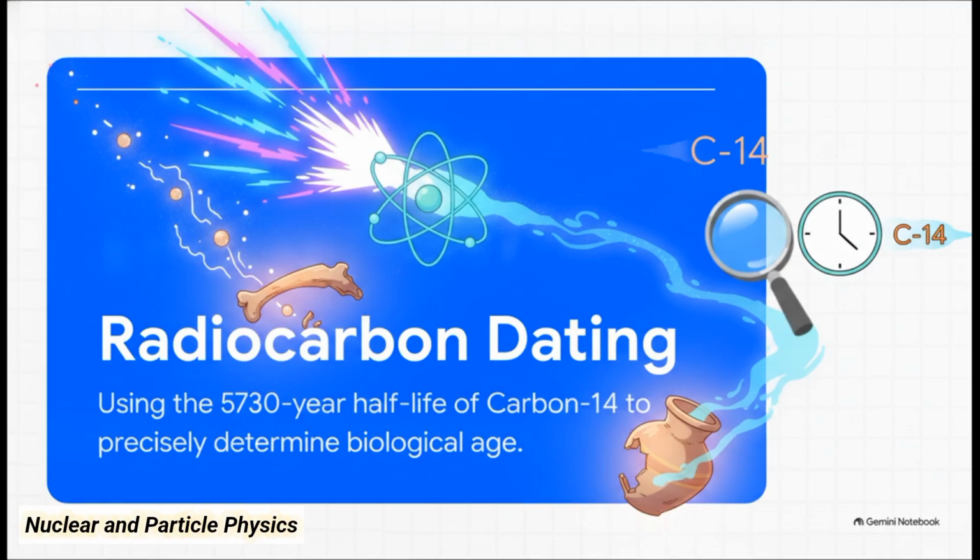Well, think about radiocarbon dating. Cosmic rays are constantly producing carbon-14 in our atmosphere, which living things breathe in and eat. But when an organism dies, it stops taking in carbon-14. That isotope then slowly decays with a very precise half-life of 5,730 years. By measuring what's left, we can accurately determine the biological age of ancient fossils and historical artifacts. It brings the quantum world right into our daily history.